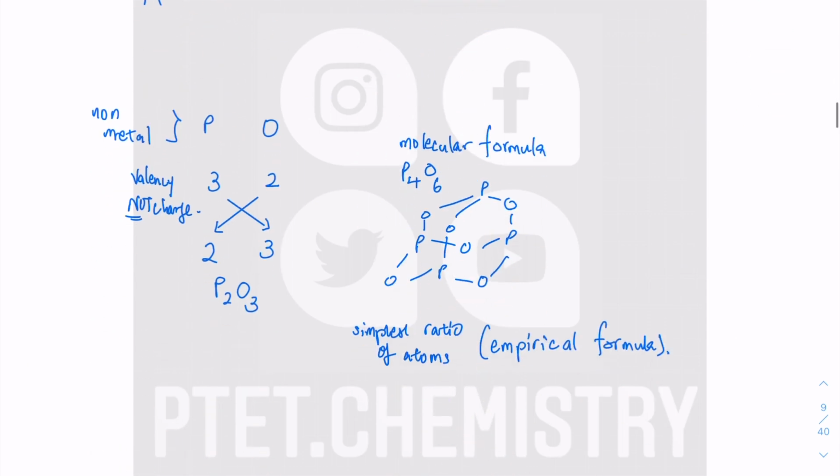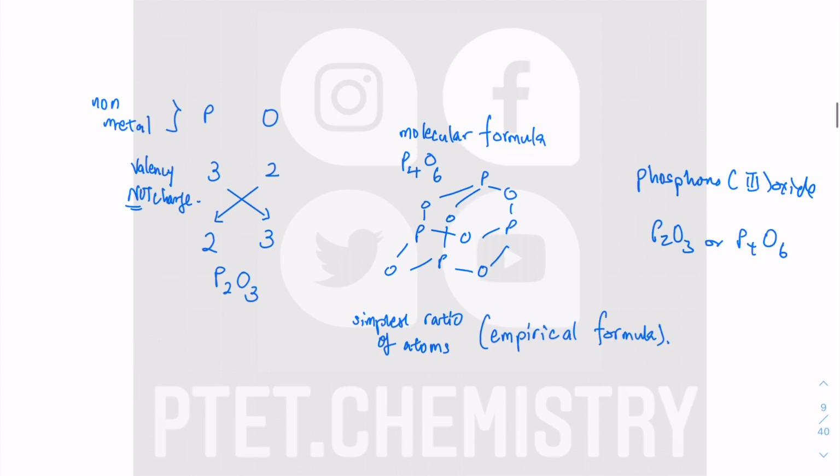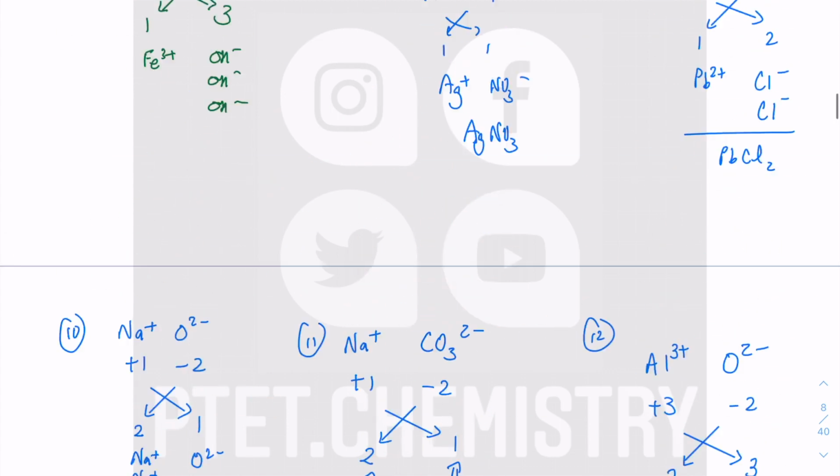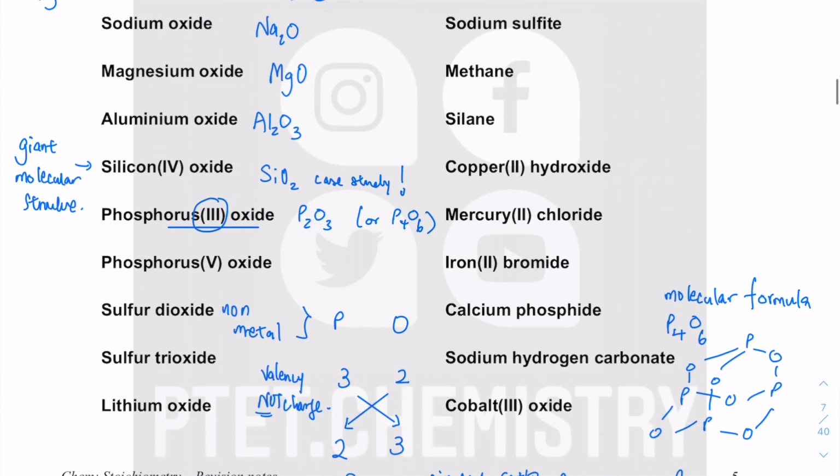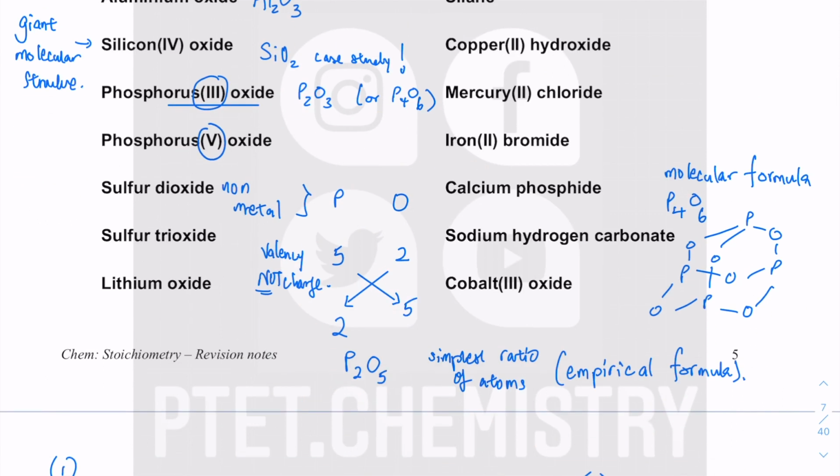I just want to bring attention to something that was phosphorus 5 oxide. So here, this is phosphorus 3 oxide. Either P2O3 or P4O6, they mean the same thing, okay? When you have phosphorus 5 oxide, which was the Roman numeral 5 here, so what happened then is the valency on the phosphorus would be 5 there. So you will have 5. When you cross multiply, you get 5. So it's P2O5.